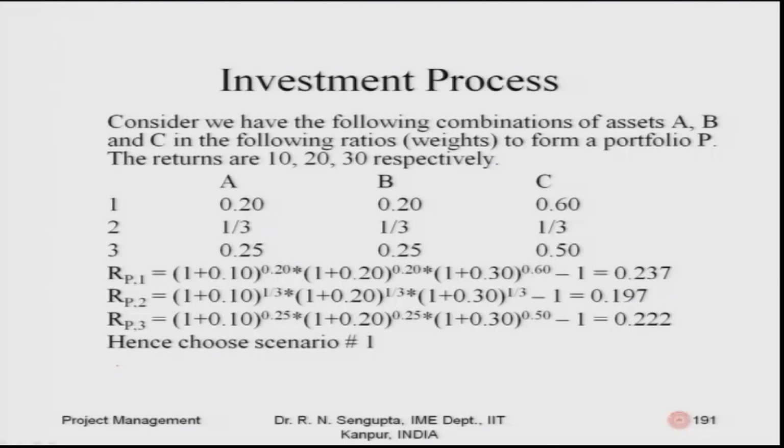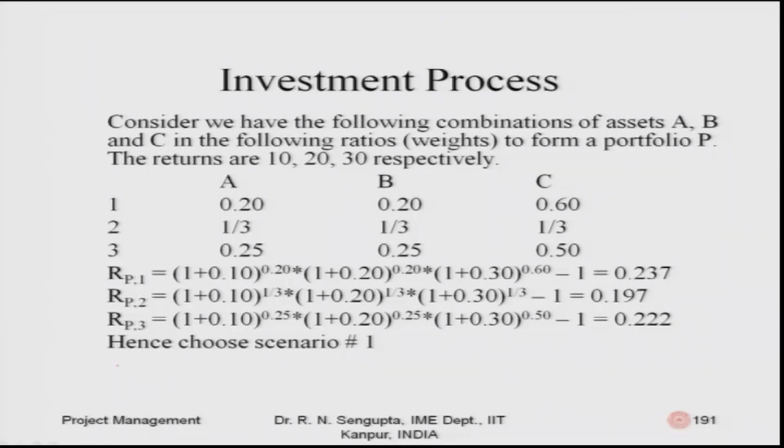So, if I want to find out the return for portfolio 1, portfolio 2, portfolio 3 for scenario 1, 2, 3, the suffixes will make sense. Where my finger is, P means the portfolio, comma 1 means the case. For the first one it will be 1 plus 0.1, the return, to the power 20. The second one will be 1 plus 0.2 to the power 20, and the third one is 1 plus 0.3 to the power 60, minus 1. It comes out to be 0.237, which is 23.7 percent.